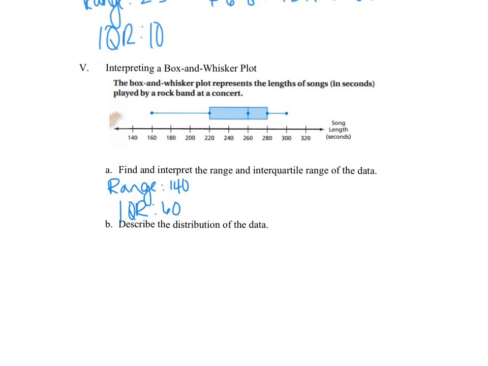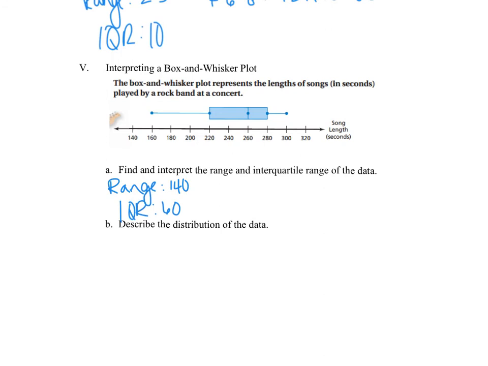When I look at this, my interpretation of the range would be that the song lengths vary by no more than 140 seconds, meaning from your longest to your shortest song, it's 140. So no songs vary any differently from that. For your IQR, I would say 50% of the songs vary by no more than 60 seconds.